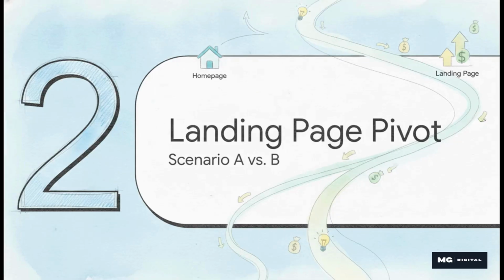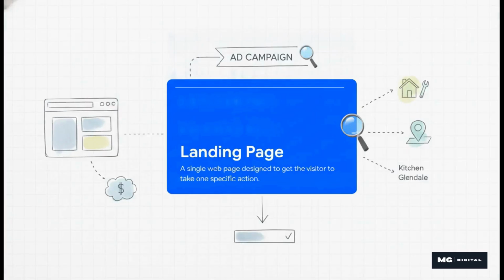Which brings us to section 2, the landing page pivot, scenario A versus scenario B. First off, let's get our terms straight. A landing page is simply a single web page designed with one specific goal in mind, to get the visitor to take one specific action. That is it. It focuses on exactly one thing. If someone clicks on an ad for a kitchen remodeling in Glendale, they absolutely must land on a page that is exclusively about kitchen remodeling in Glendale. Not your homepage, not a giant generic services page.